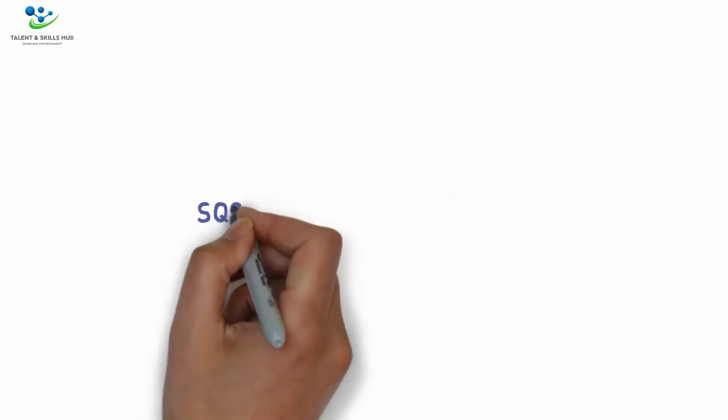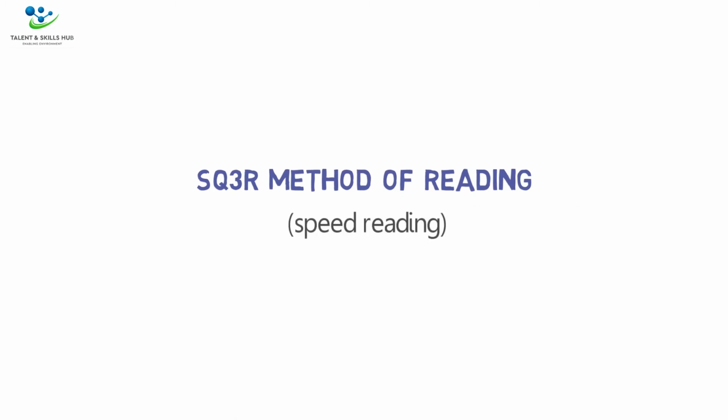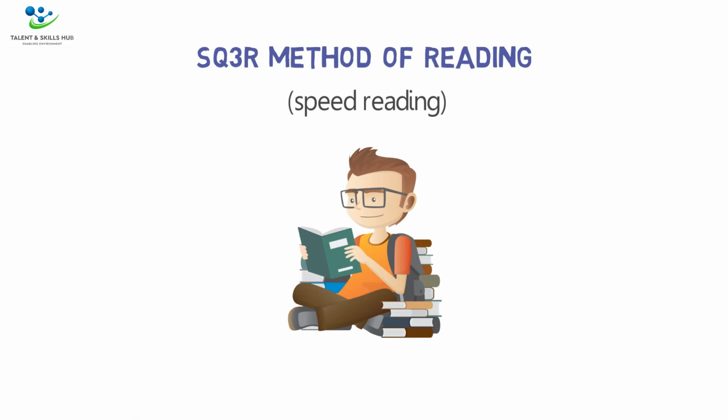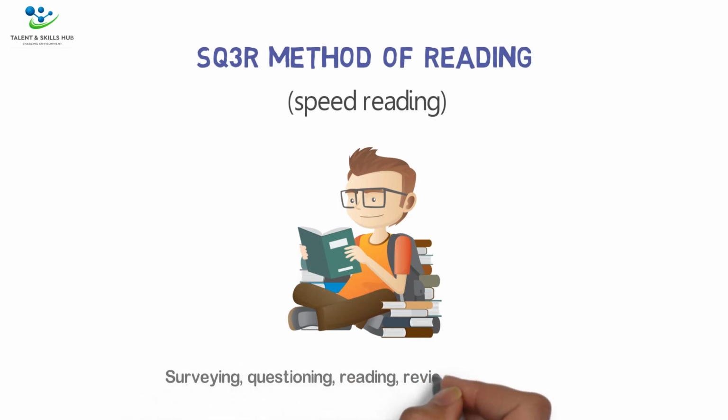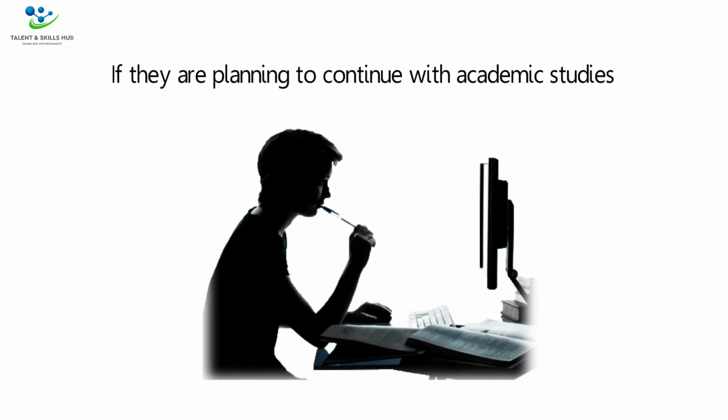Skimming is used as part of the SQ3R method of reading, often for speed reading. This method involves the student in surveying, questioning, reading, reviewing and reciting. Skimming is used for the initial survey and for review. Skimming is a skill that a student may want to develop if they are planning to continue with academic studies. It is often used in reviewing for a test.